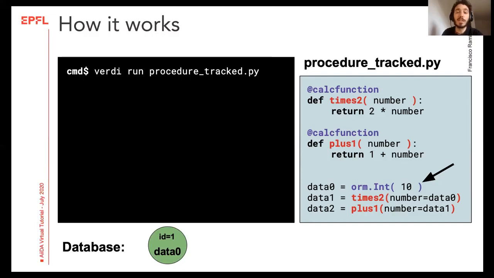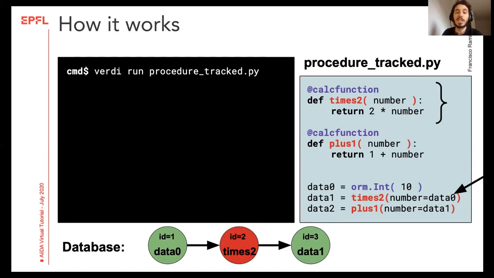So the first thing that it does after reading the definitions is to create an initial data node, as indicated here to Python by using the AiiDA ORM type to store integers. And you can see that when it creates the node in the database, it assigns an ID number to it, and we will see later why this matters.